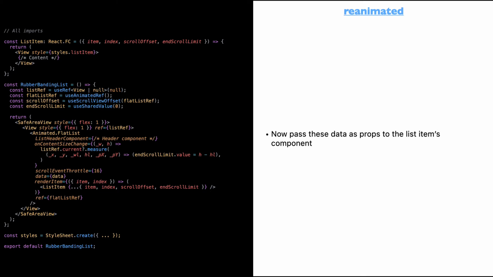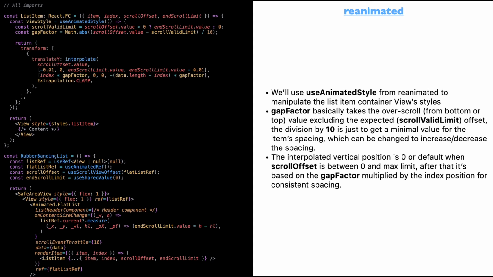Next, we're going to use animated style for the animation logic. Now here it's easy for us to know when the user overscrolls from the top, as the offset will be negative. But we need to subtract it from the end scroll limit or the max offset to get the equivalent value for the bottom. Lastly, the division by 10 is just to get a minimal value for the spacing. It can be changed to increase or decrease the spacing.